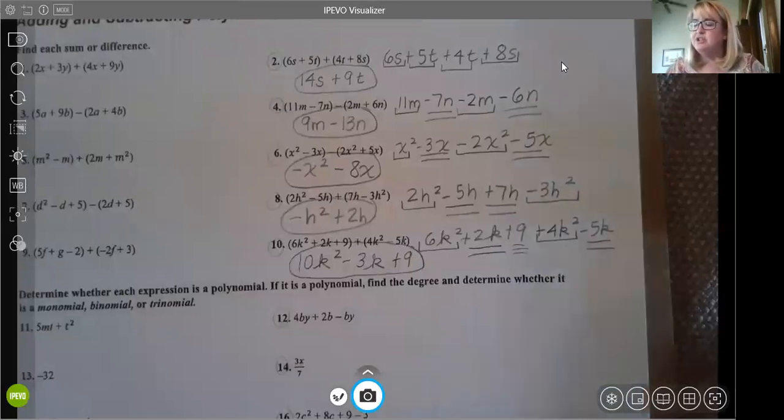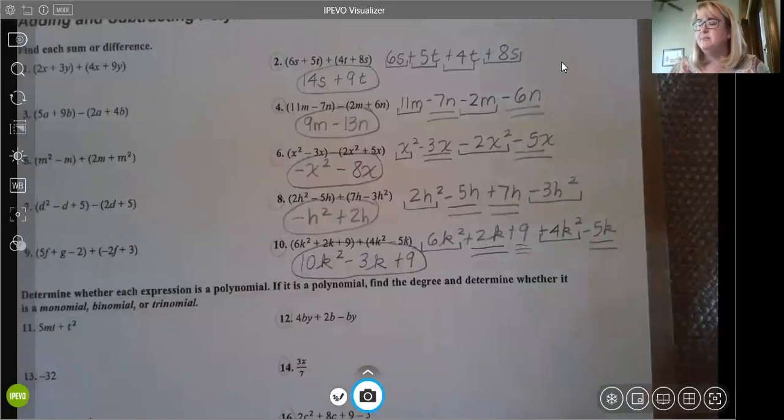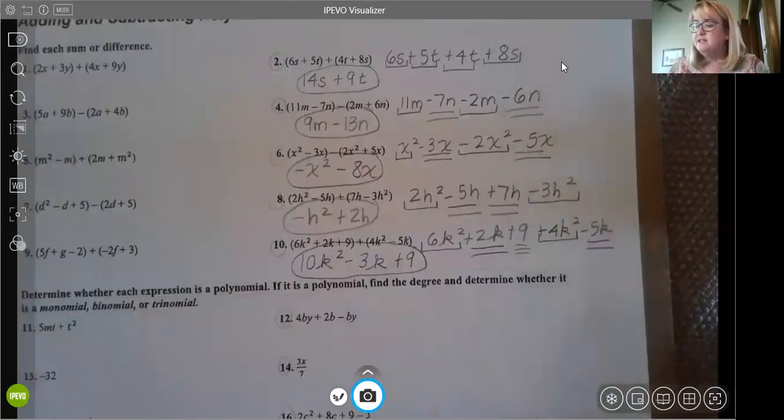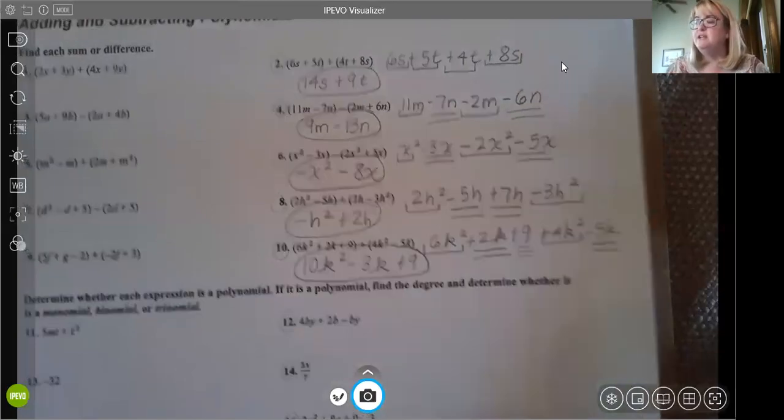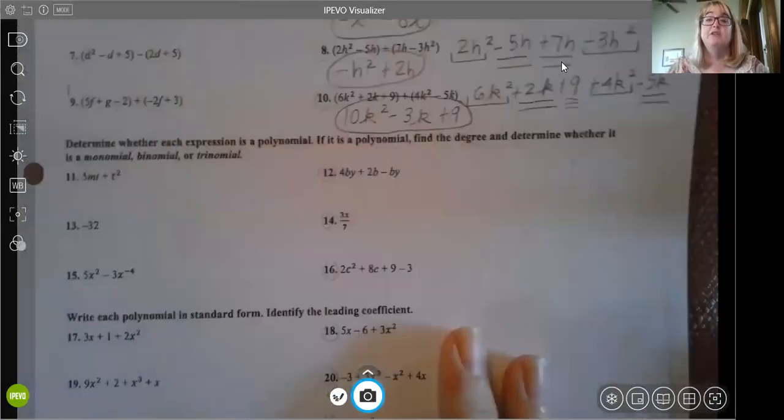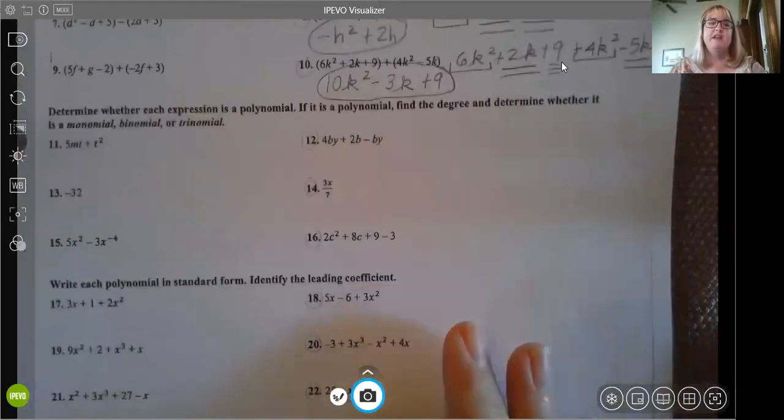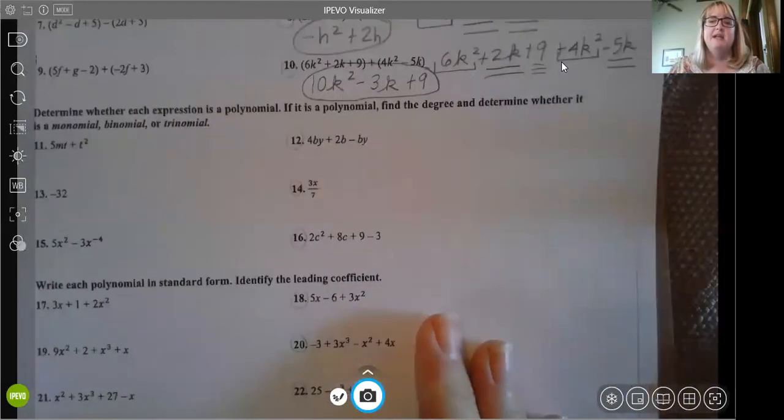The second part: determine whether each expression is a polynomial. If it is a polynomial, find the degree and determine whether it is a monomial, binomial, or trinomial. Now, all of these terms were described in the Khan Academy video. So now let's apply it.